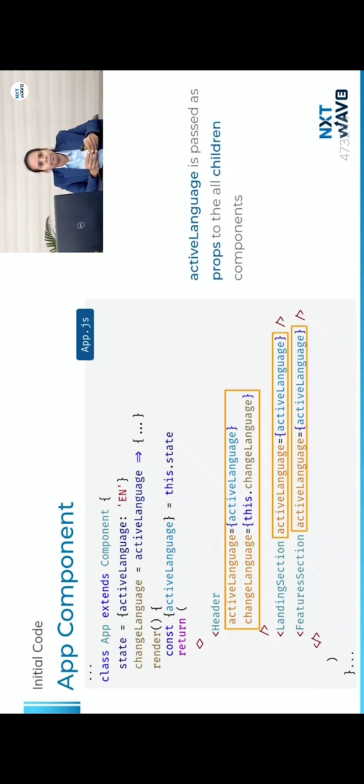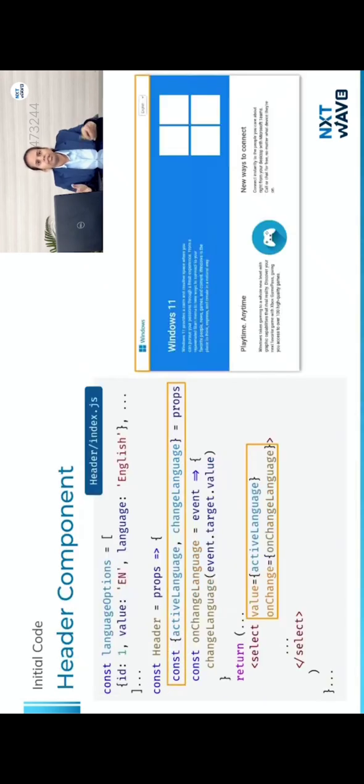At the same time, we are passing the change language also as a prop to the header component. The reason is that in the header component, we have the drop down where the active language selection can change over time. So this method has to be called. We are passing this as a prop so that the state can be updated and all the components can be re-rendered. So you have understood about the props that are being passed. Right, now coming to the next.